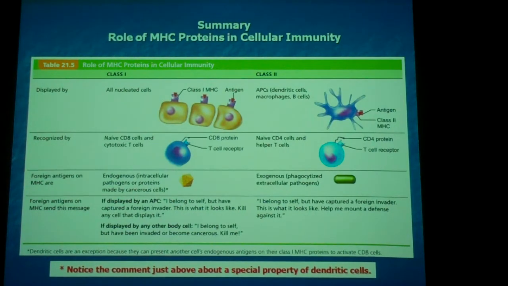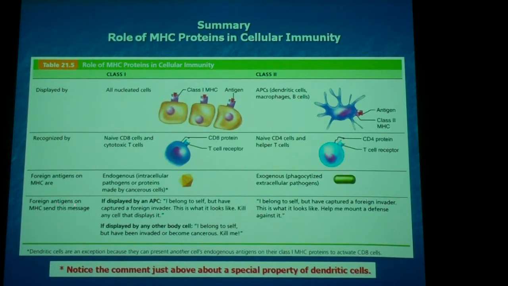This is a little comparison of class 1 and class 2 type MHC proteins. All right, so all nucleated cells, class 1. Antigen-presenting cells, class 2. Recognized by CD8 cells, these will be the cytotoxic T cells, and also over here by CD4. Foreign antigens that appear inside cells are called endogenous antigens. Those that appear in body fluids outside of tissue cells are called exogenous.